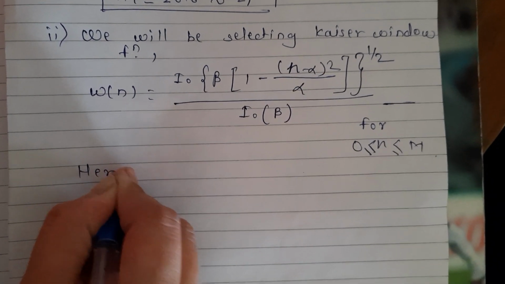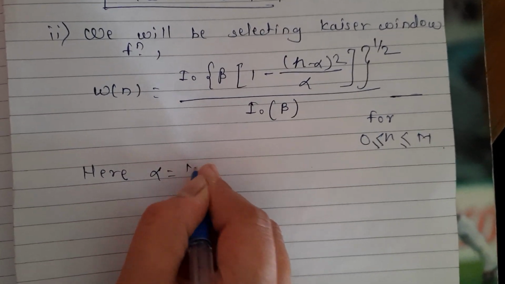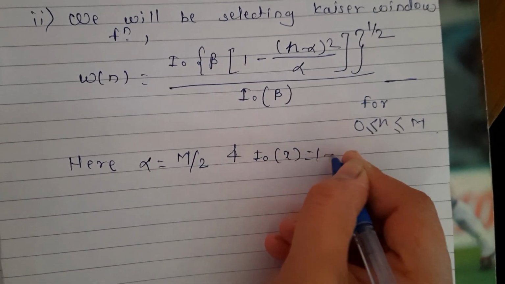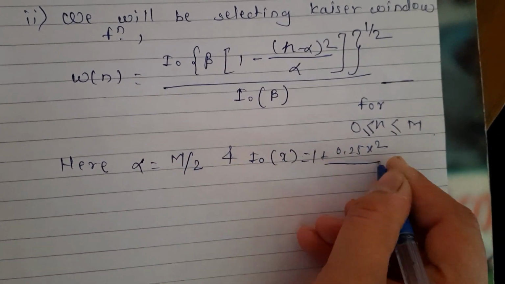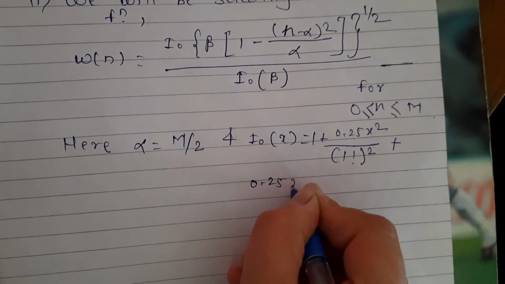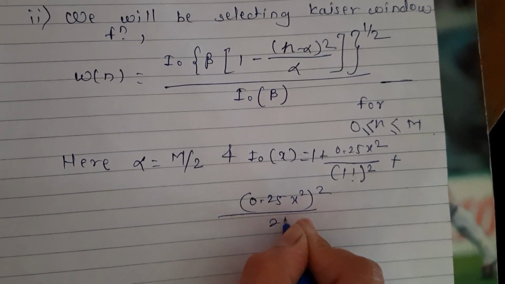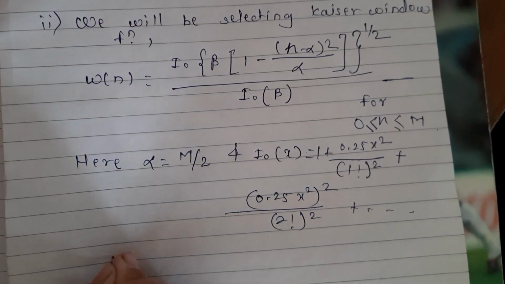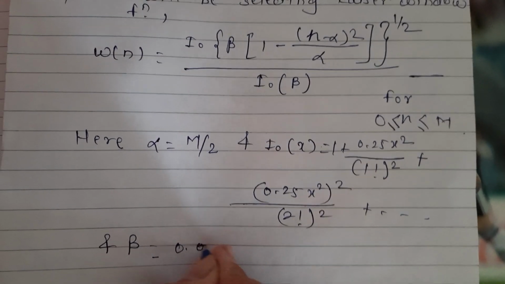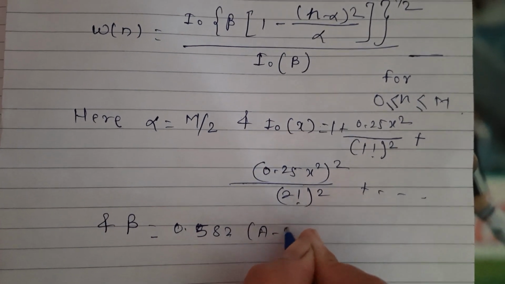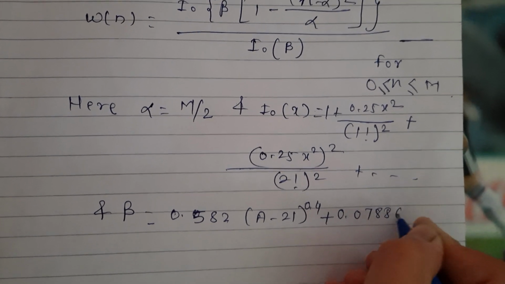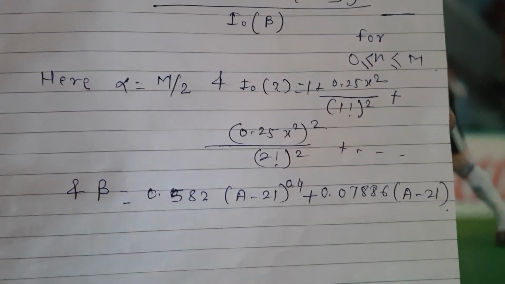Now here alpha is equal to M by 2, and I0 of x is equal to 1 plus 0.25 x squared by 1 factorial plus 0.25 x squared whole squared by 2 factorial squared plus and so on, and beta is equal to 0.5842 into A minus 21 raised to 0.4 plus 0.07886 into A minus 21. Thank you.